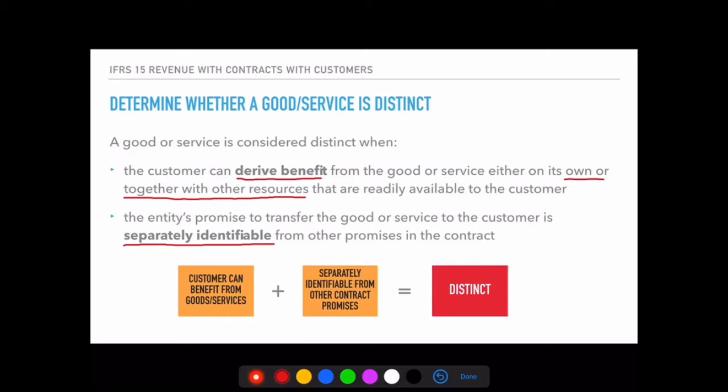For example, if a construction company agrees to build a house, the materials can be sold separately and would meet the first criteria, but it would not be distinct in the context of the contract because the output of the contract is a house. So you're integrating the materials and the service of building the house to deliver that output, and the materials can't be separated from that.